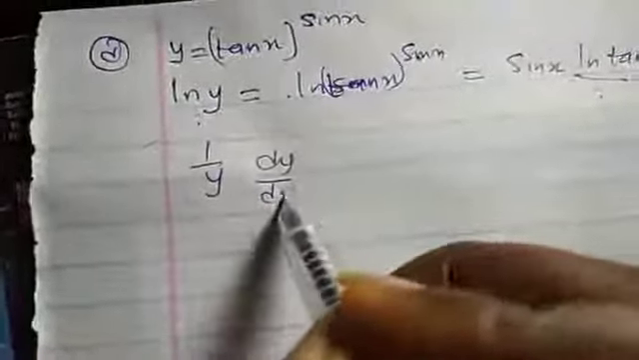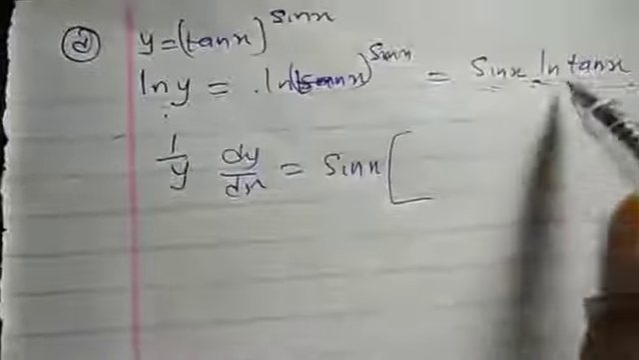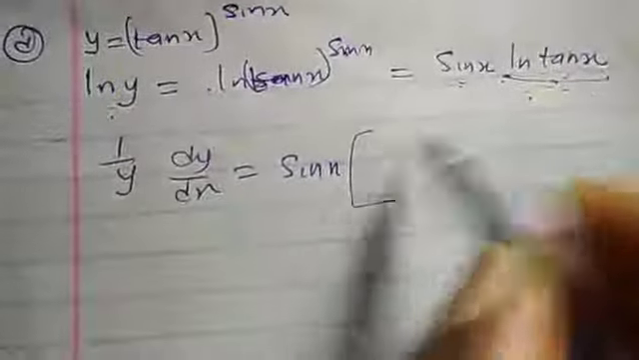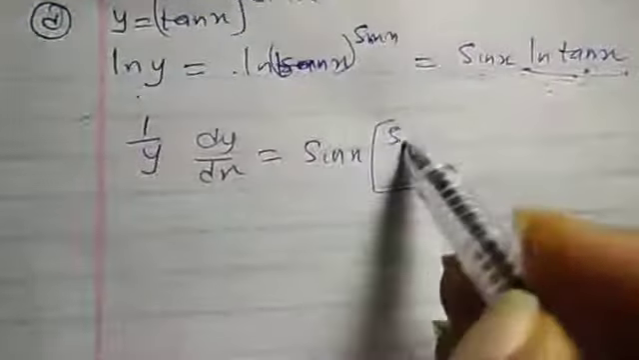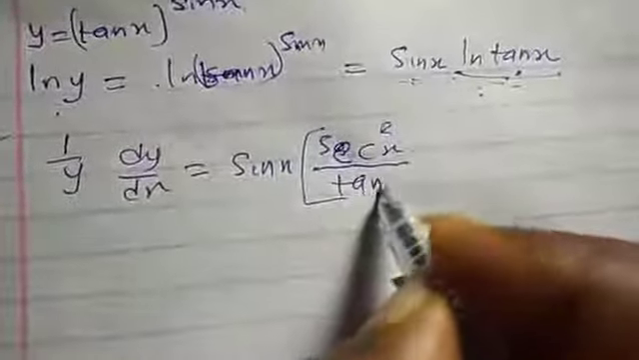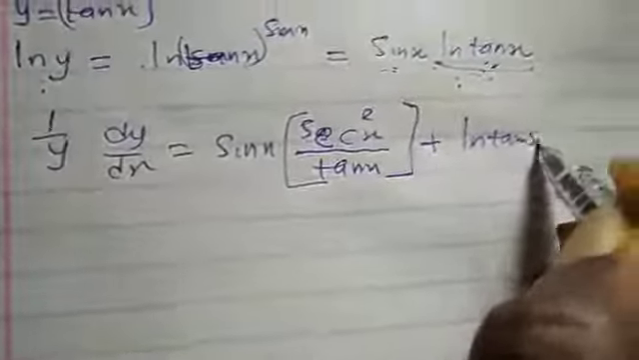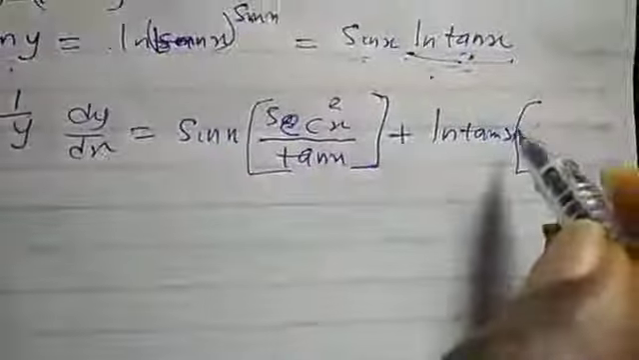If I differentiate this, I will have 1 over y dy dx equal to, this is product rule, I'll take sin x, and I will differentiate ln tan x. If I differentiate ln tan x, it will be the differentiation of tan x, which is sec square x, over tan x. So from this place, I have differentiated ln tan x. Plus, I'll take ln tan x and differentiate sin x, which gives cos x.